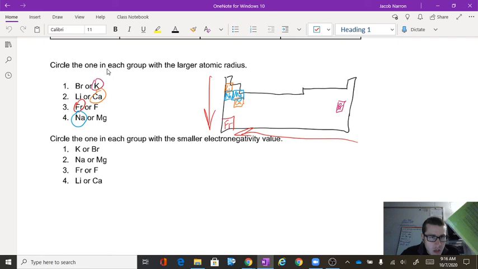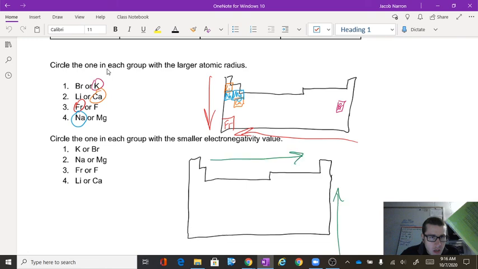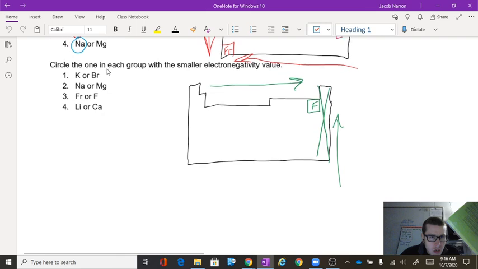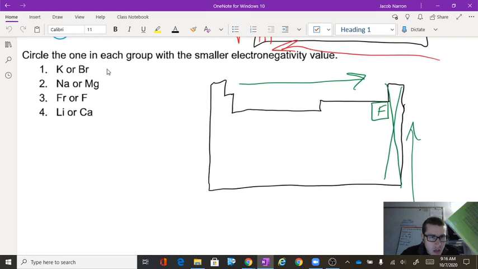Next one, circle the one in the group with the smaller electronegativity. Smaller electronegativity, just to make sure you're paying attention. So let me remind you guys again, electronegativity is going to increase as you go up and to the right, as you get closer to fluorine. Not the noble gases. They are not electronegative because they don't bond with anything. So now that we've done that, it says circle the one in each group with smaller electronegativity. Smaller. Got to remember that. Otherwise, I'm going to mess up.